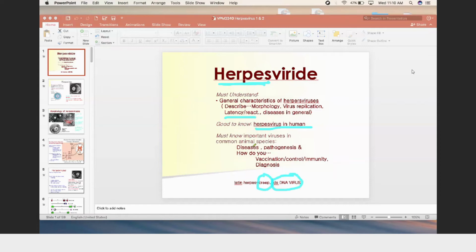Then for important viruses in common animal species, meaning the important herpes viruses in common species, we look at the disease nature, pathogenesis, vaccination, control, and immunity. This is basically what we ask questions about: the pathogenesis of the viral diseases, what methods we use to control the disease from spreading, and how you diagnose it. These are common questions that we ask.